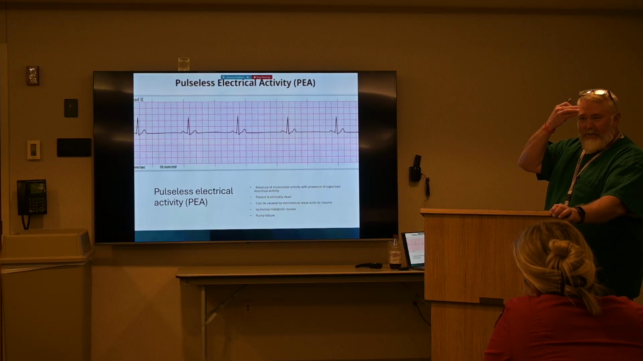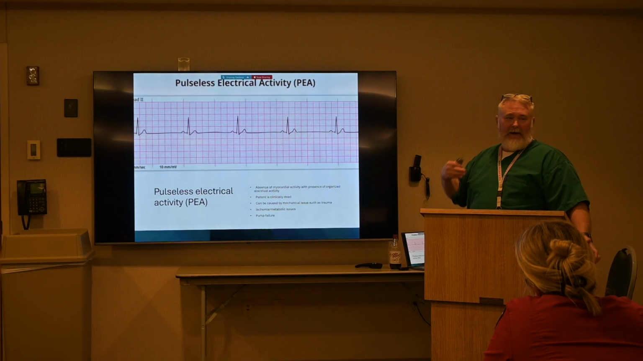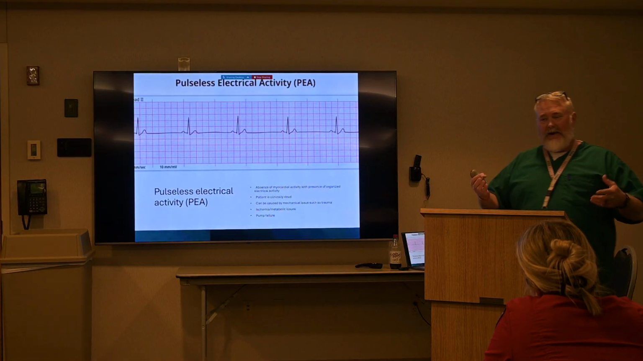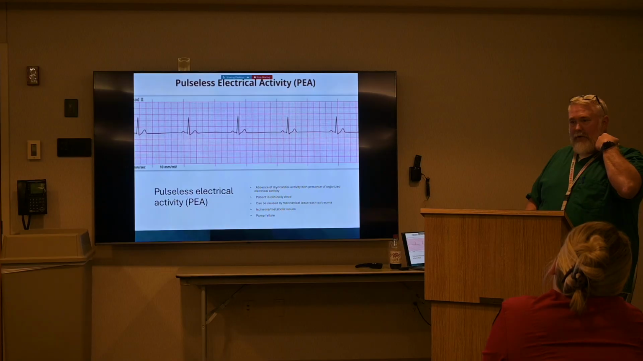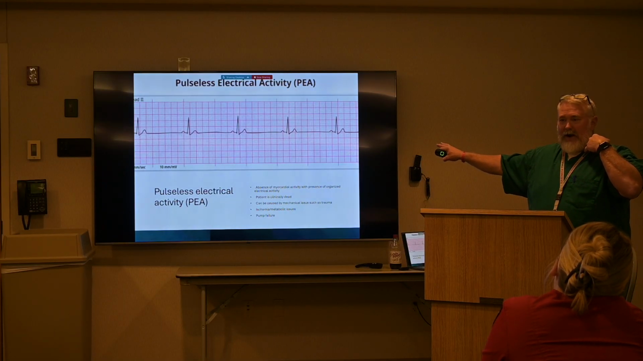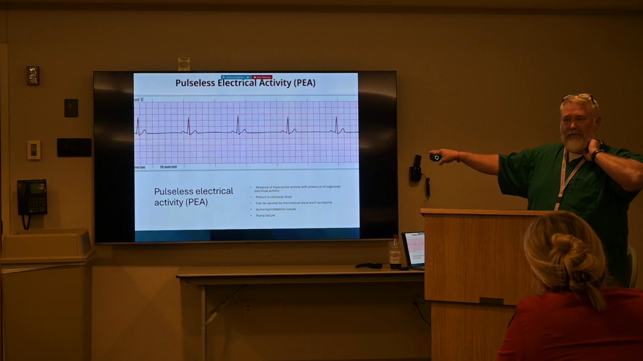I think the brain plays tricks on us when we have somebody in PEA. I don't know how many times I've worked a code and we've got to the end of it and they're in PEA and we haven't had a pulse for a long time, and I'm sitting there feeling their carotid pulse, looking at this monitor, and I swear to God I feel a pulse. Well, it's your brain playing tricks on you because you're feeling your own pulse.